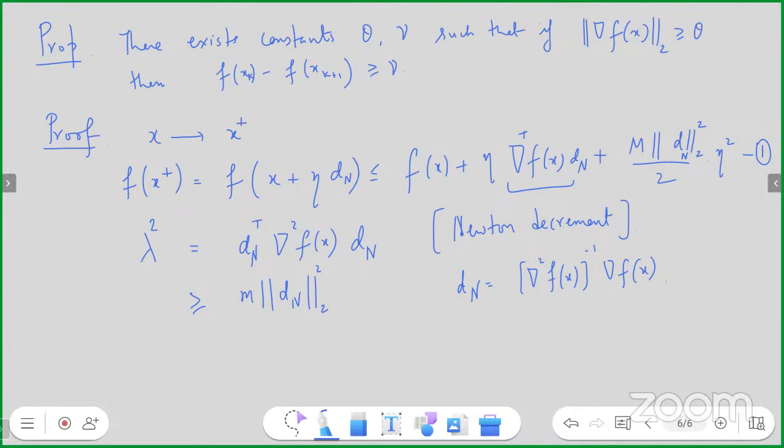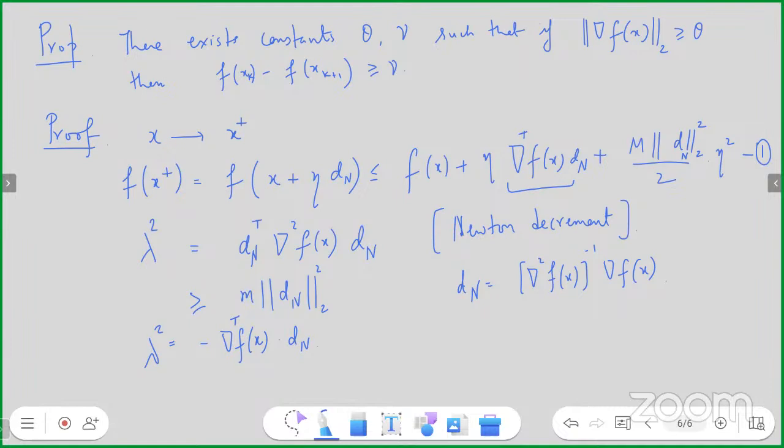Yeah. So then can I replace this somehow? I want to write lambda square also equal to minus of the gradient times dn. That's just by substitution. Okay. So what is this quantity? This is essentially minus of lambda square, eta, nothing else. And what is this? dn square is less than or equal to lambda square by m.